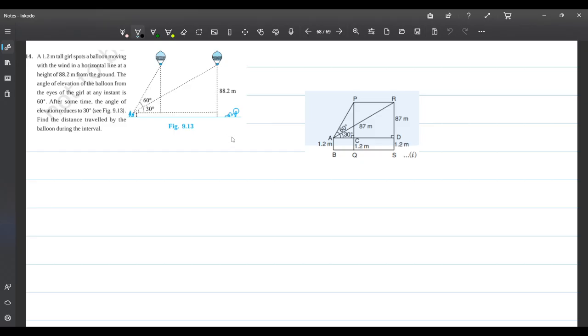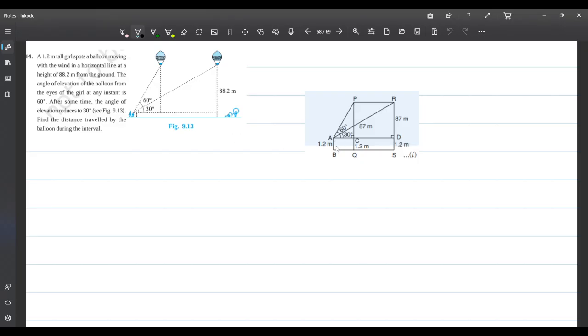A 1.2 meter tall girl spots a balloon moving with the wind in a horizontal line at a height of 88.2 meter from the ground, and the angle of elevation of the balloon from the eyes of the girl at an instant is 60 degree. After some time, the angle of elevation reduces to 30 degree. So we have to find the distance between these balloons.